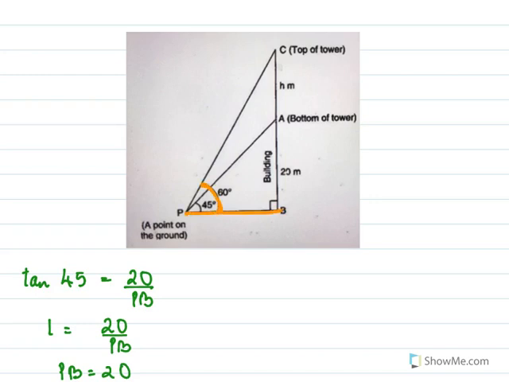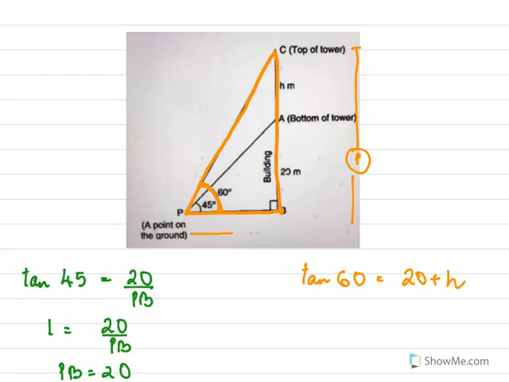The next triangle will be the triangle with 60, which means you will need this triangle. And here with 60 you will do tan 60. This is also perpendicular over base. For the 60, the perpendicular here is 20 plus H, and here is the base. This base we already found out is 20. So root 3 equals 20 plus H over 20.